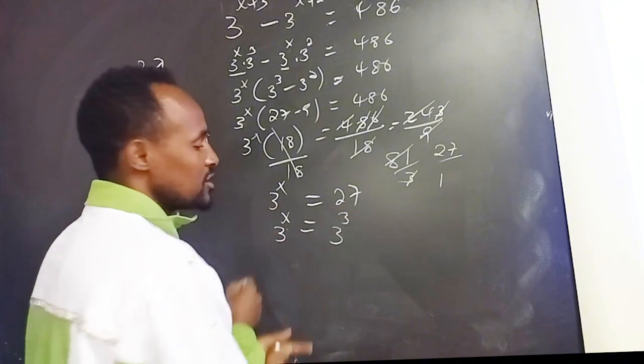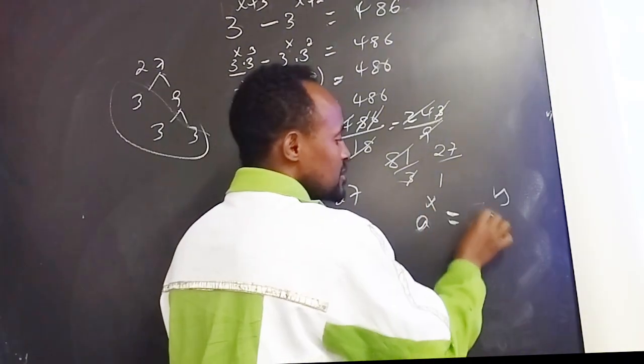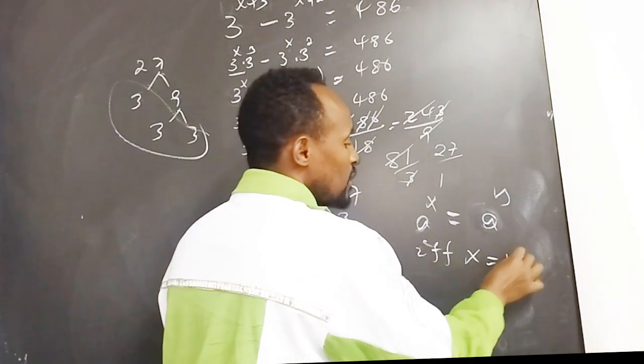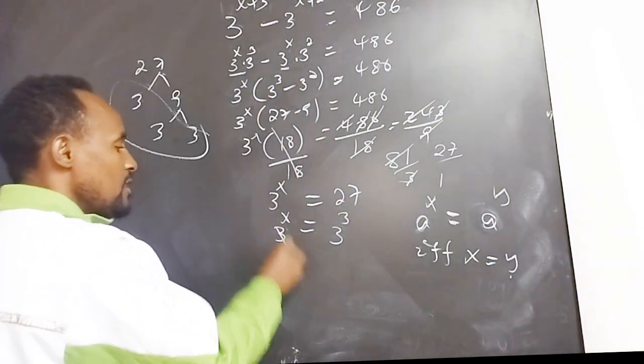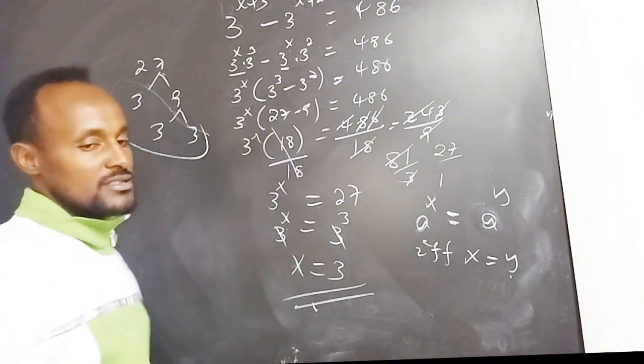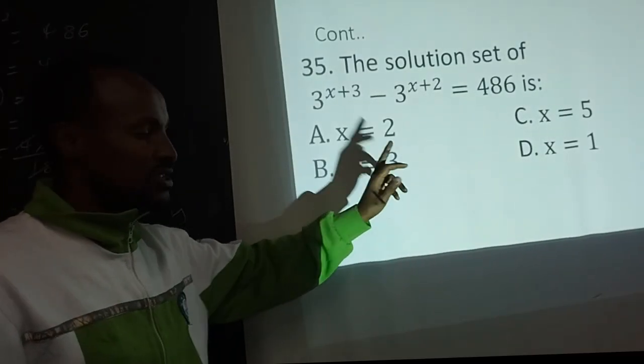So 3 to the power of 3. So a to the power of x is equal to a to the power of y if and only if x is equal to y. The same base, therefore x equal to 3. This one is the solution. The correct answer is B, x equal to 3.